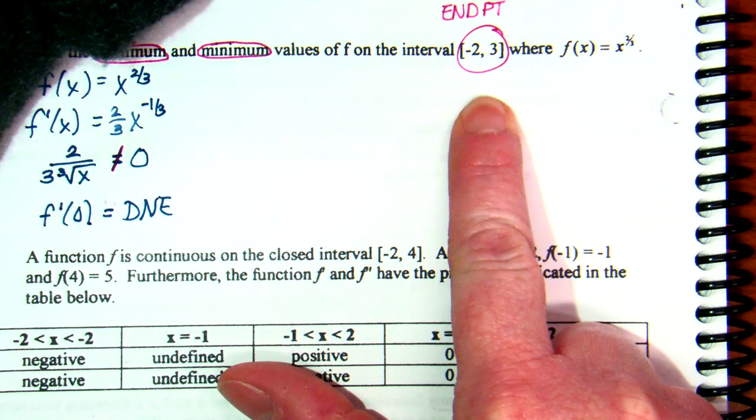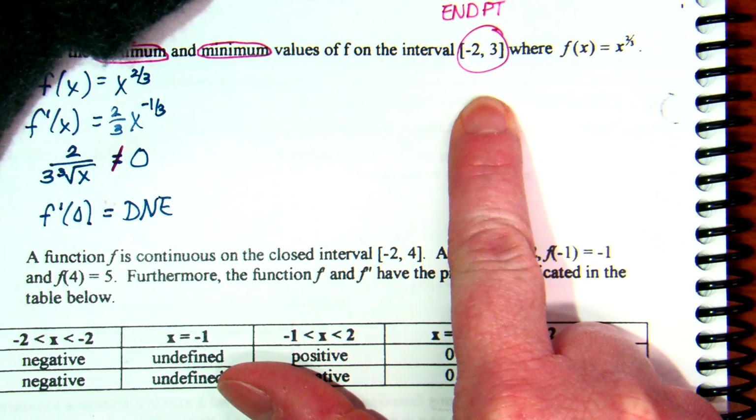Zero. Logan's favorite number today, I guess. Okay, what's f of -2? I have written down 1.5874. And f of 3, I have written down 2.0801.